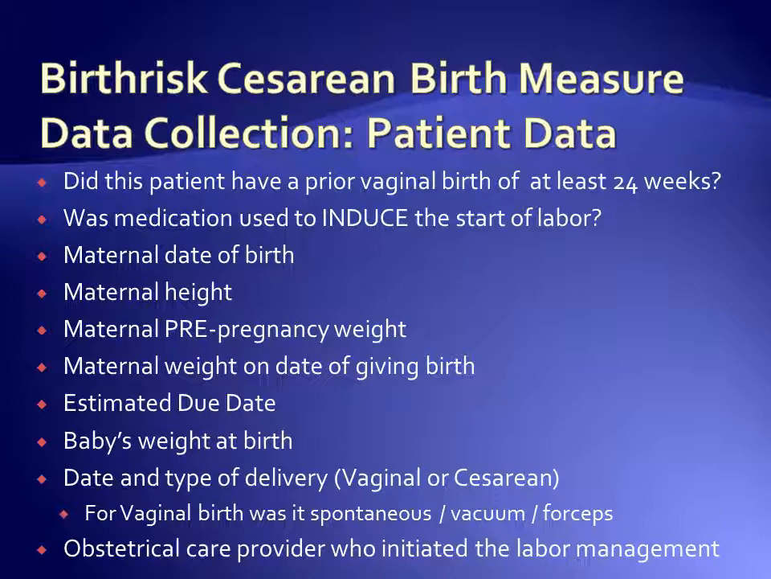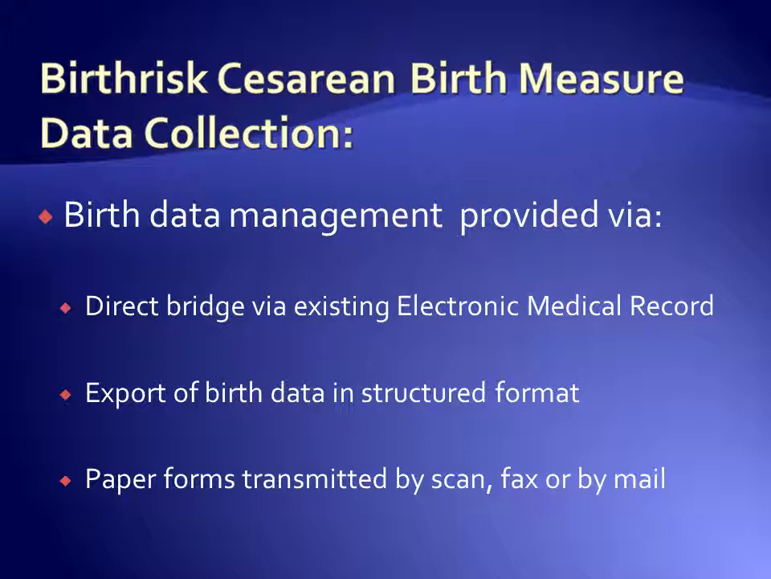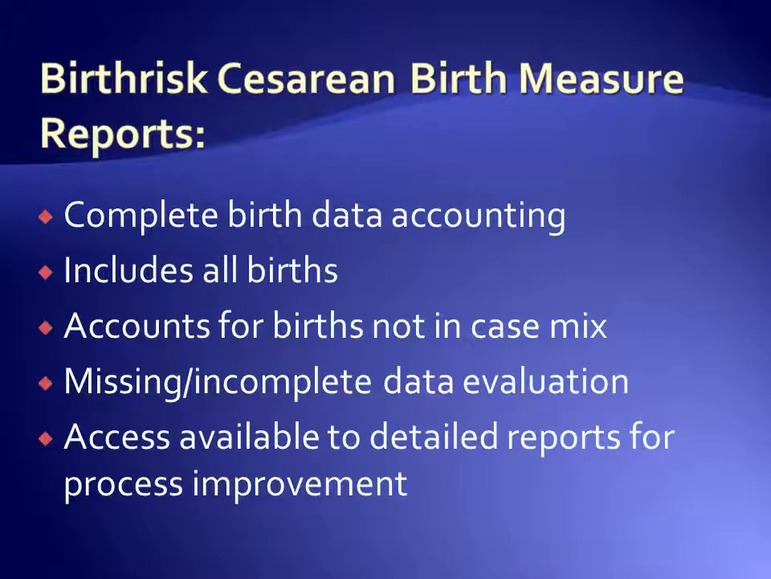Once it has been determined that the birth is to be included in the case mix, then only 10 additional pieces of data are needed to complete the data collection. The data collection can be accomplished by a direct data bridge if the entity has an electronic medical record, by structured format if the information is in a spreadsheet format, and the information can even be submitted via scan, fax, or by mail. Detailed reports are provided accounting for all birth records. This will also include an accounting of missing or incomplete data. Entities can conduct process improvement using the detailed reports that are available to them.